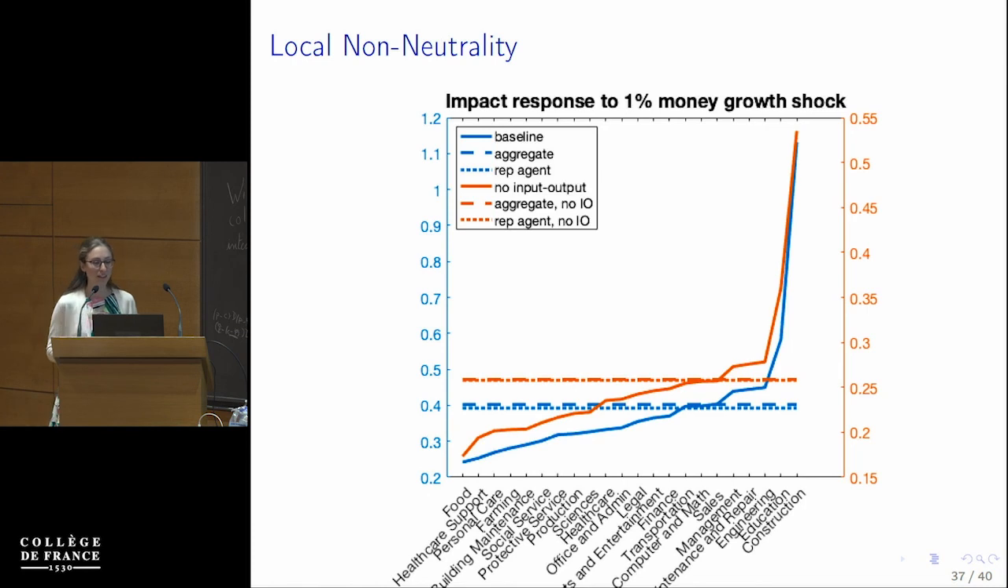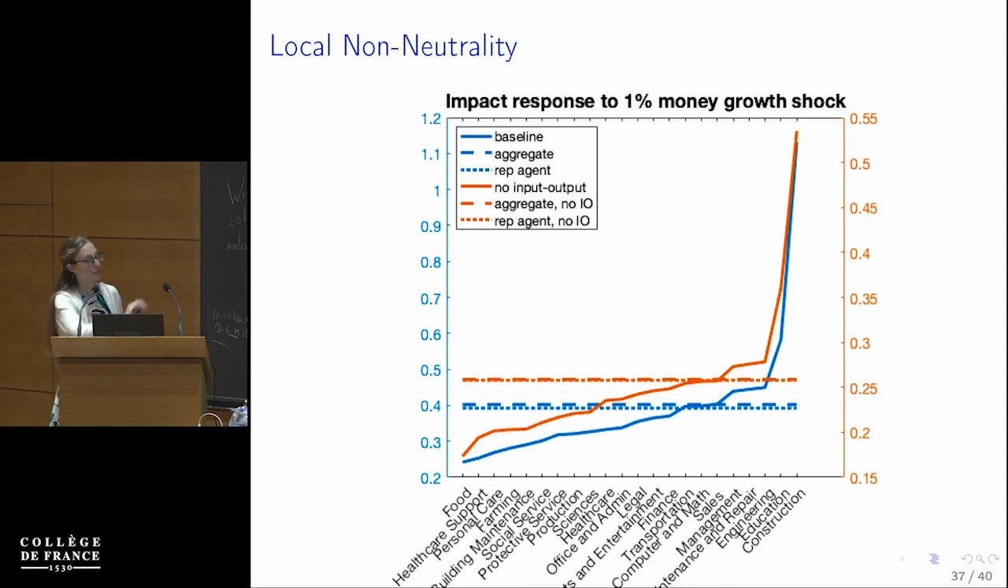And this is another important picture. This is just showing the impact response by occupation to a 1% monetary shock. The left axis and the blue line are relative to the baseline model, and the right axis and the red line correspond to a model without input-output linkages. So I'm still allowing for heterogeneity in wage rigidity and in price rigidity, but I am killing the input-output linkages.